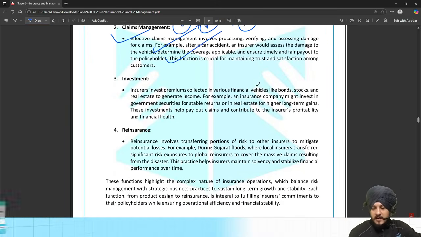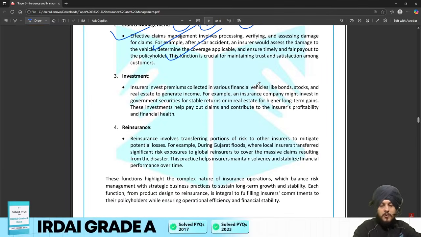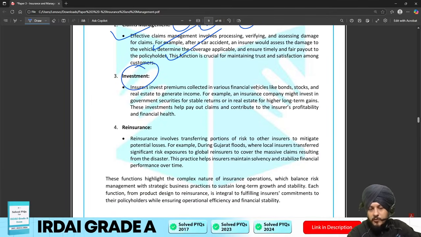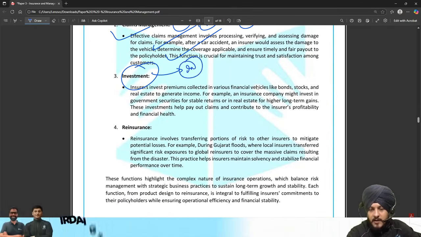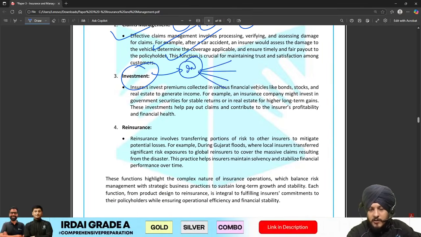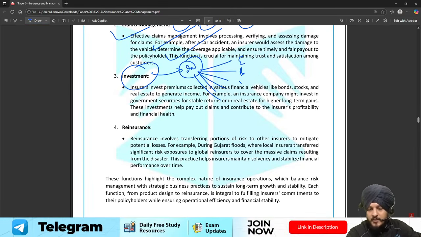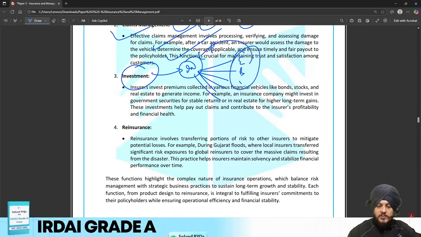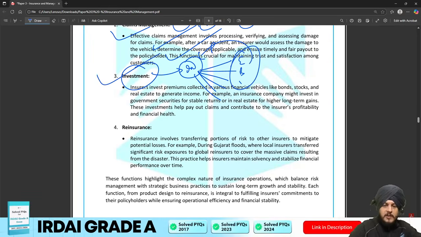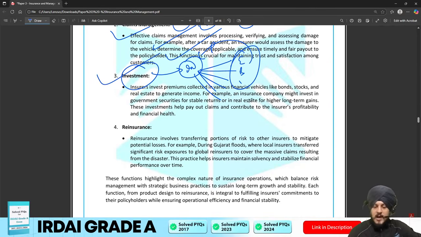Then the third is regarding investment. This is something that I've already explained to you, that whatever premiums they collect, after that they invest that money into different kinds of securities, into different investment options, for example equity, for example bonds, and other types of securities, right? Whatever returns they earn is going to be the profit of these insurance companies. So this is the function that you could have written as a part of it.